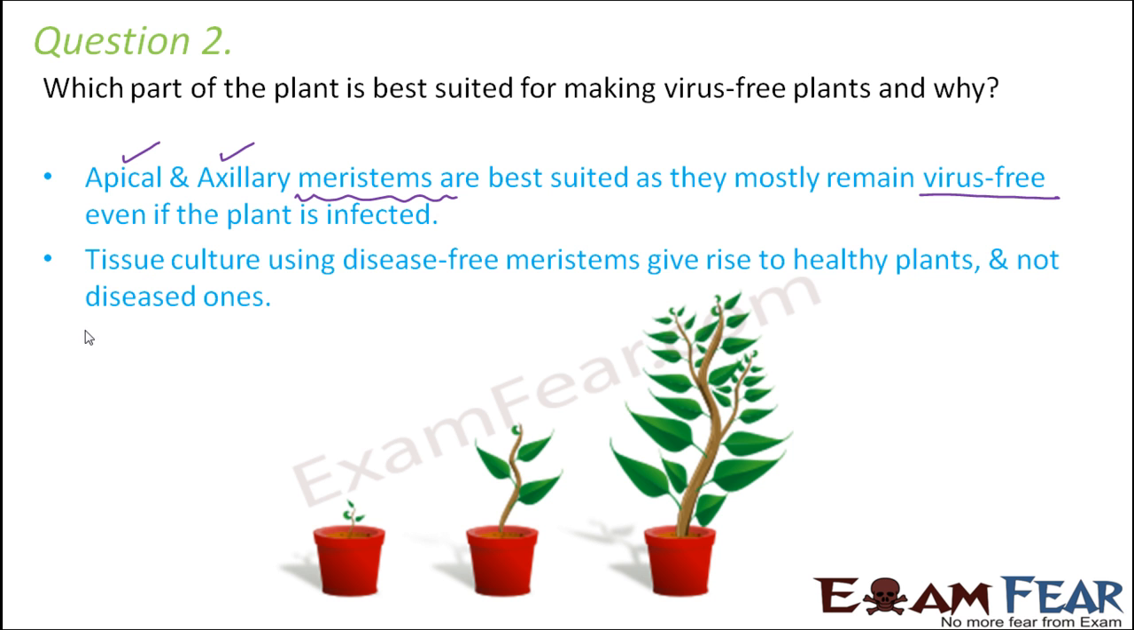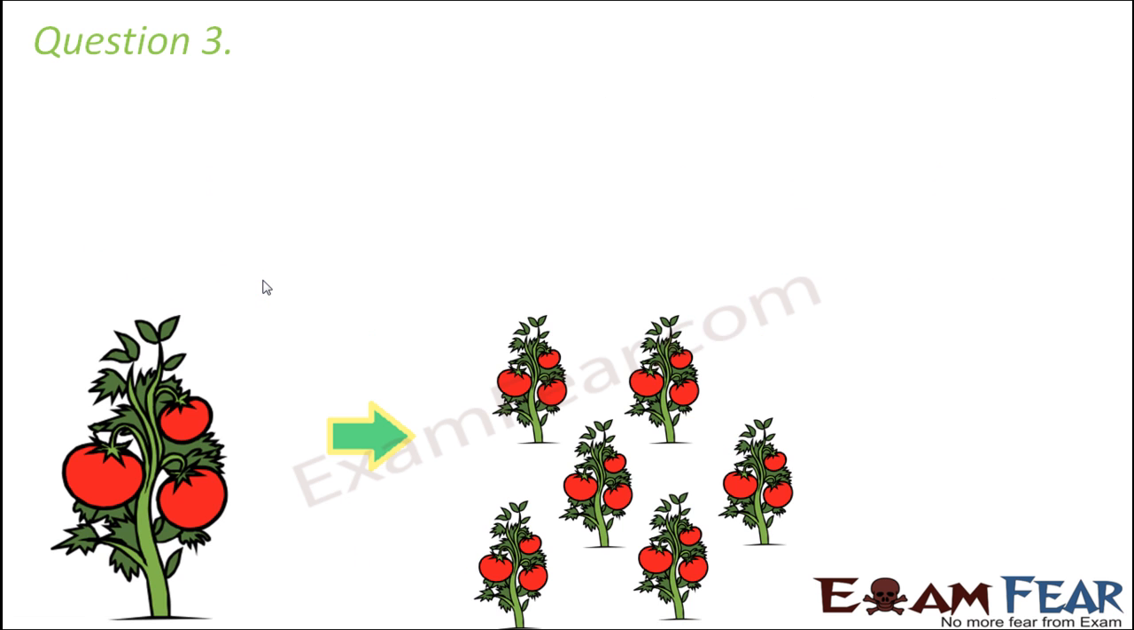And how can we make new healthy plants? By the process of tissue culture. So we just extract out the meristems from the diseased plant and then put it in culture. That is, we put it in a medium, the nutrient rich medium, and what happens? Then the healthy plants grow out of it. So we can recover healthy plants from diseased ones.